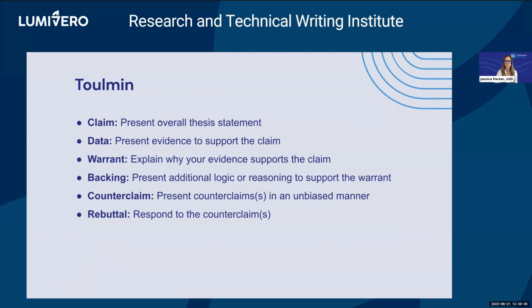So the claim is, like I said earlier, the overall thesis statement. We're using these terms synonymously. Data is your evidence used to support your claim. Warrant is why your evidence supports the claim. That's where your job as a writer is to not make the reader try to read your mind. You want to make it very clear why your evidence supports the claim. And then the backing is just the additional logic or reasoning to support the warrant.